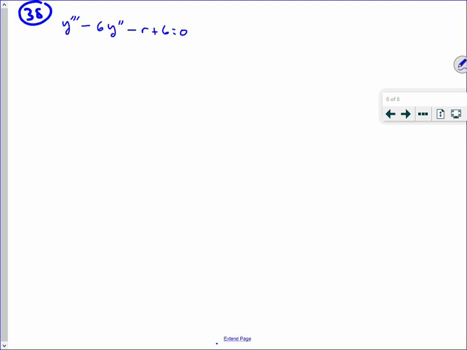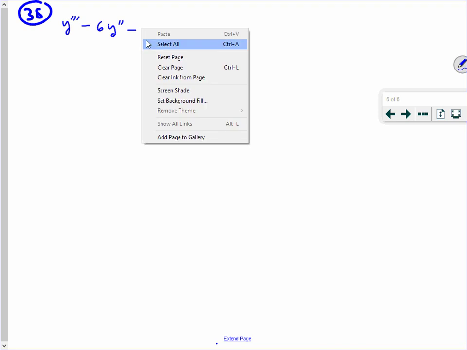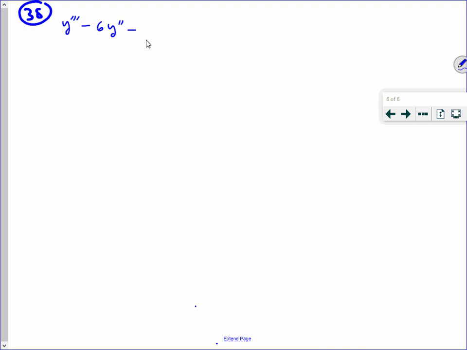So this is 6y minus y prime plus 6y equals 0. So this is third order linear with constant coefficients. Okay.